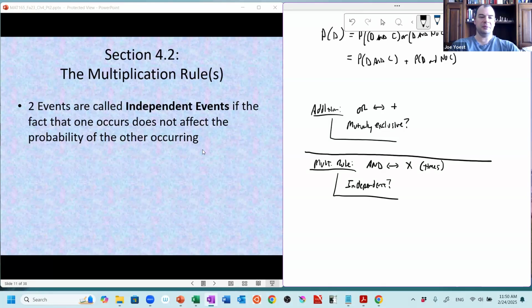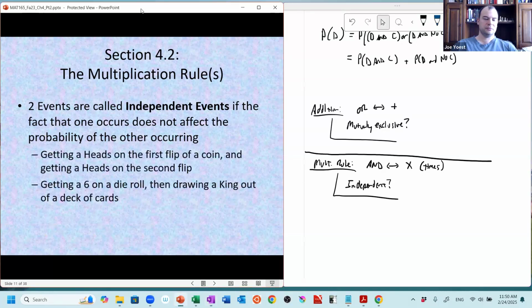Okay, so what are independent events? Two events are independent if the fact that one occurs does not affect the probability of the other occurring. There's really no information transmitted about the second event by knowing whether the first event occurred. For instance, if I flip a coin twice, getting a heads on the first flip doesn't tell me anything about the likelihood of getting a heads on the second flip. So those two events would be independent. Something like rolling a die and getting a 6 versus drawing a card out of a deck and getting a king is pretty clearly independent.